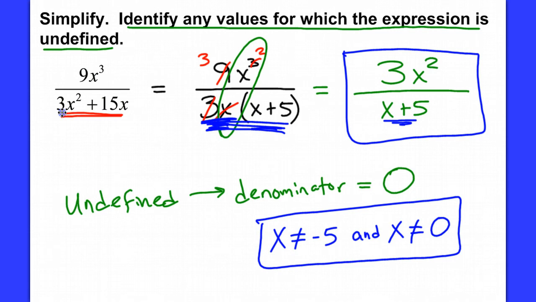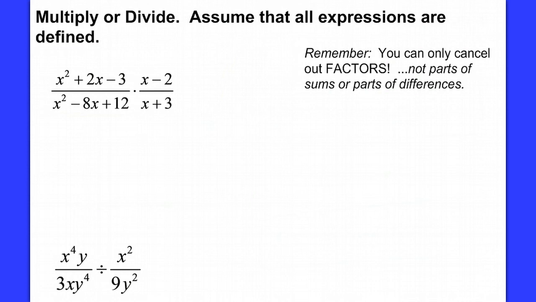Okay, moving along to our next example, we're asked to multiply or divide these expressions. We're going to, in this case, assume that all expressions are defined, so we don't have to worry about what values of x would make it undefined. But we are going to follow the process of multiplication. Before we do that, we're going to want to factor.